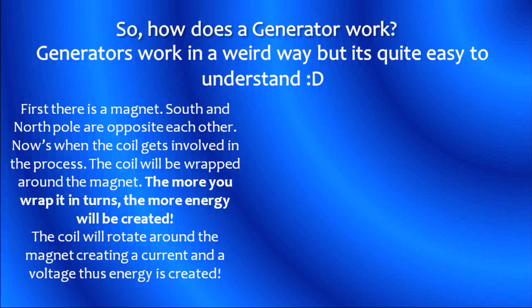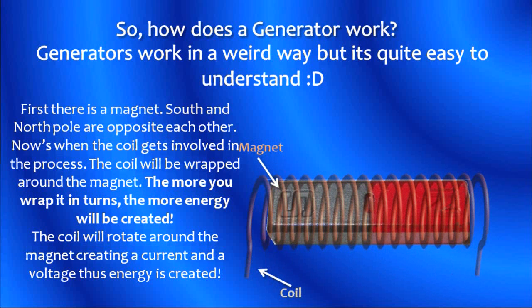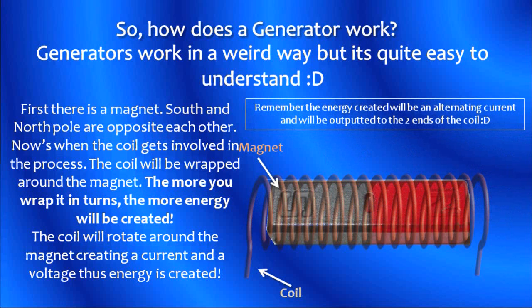First there's a magnet. South and north poles are opposite each other. Now's when the coil gets involved in the process. The coil will be wrapped around the magnet. The more turns you wrap, the more energy will be created. The coil will rotate around the magnet, creating a current and a voltage. Thus energy is created. Remember, the energy created will be an alternating current and will be outputted to the 2 ends of the coil.